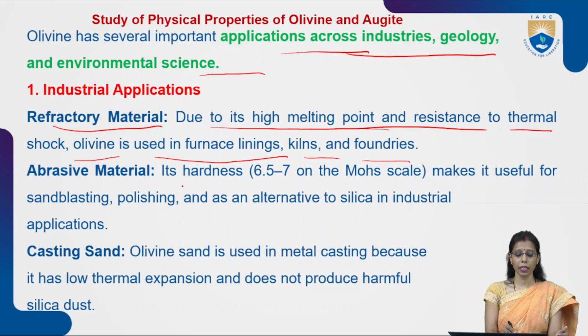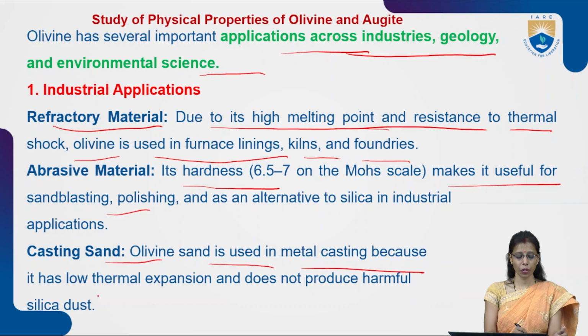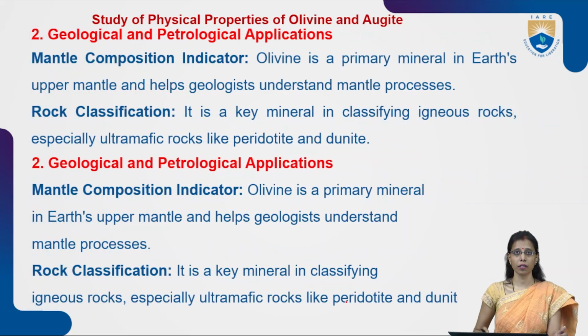As an abrasive material, it has a hardness of 6.5 to 7 on the Mohs scale, which makes it useful for sandblasting and polishing, as an alternative to silica in industrial applications. Casting sand: olivine sand is used in metal casting because of its low thermal expansion, and it does not produce harmful silica dust.